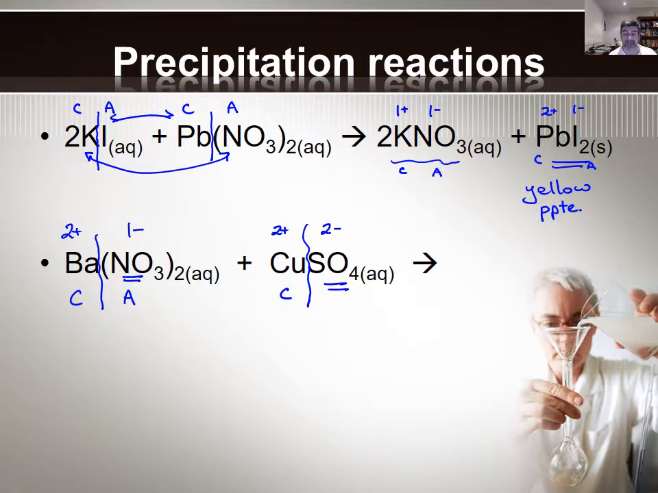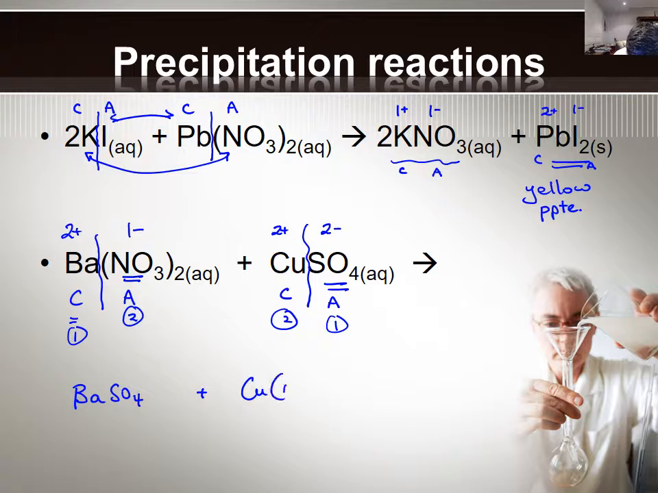Having said that, when this reaction occurs, we basically just swap the partners. So this one here with this one here, and this one here with this one here. So let me write it underneath those two combinations. One of them is going to be barium sulfate, and one of them is going to be copper nitrate.